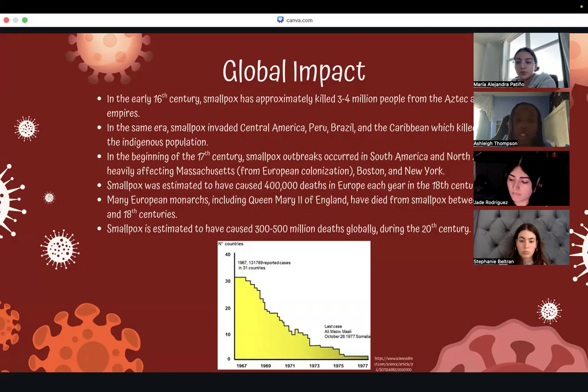So the image at the bottom is a graph demonstrating the number of reported smallpox cases in 31 countries and how it has declined over the years. There were 131,789 reported cases of smallpox in 1967, and by 1977, the last case was reported. So, although the 20th century experienced hundreds of millions of deaths worldwide, it is also the century where smallpox became eradicated.